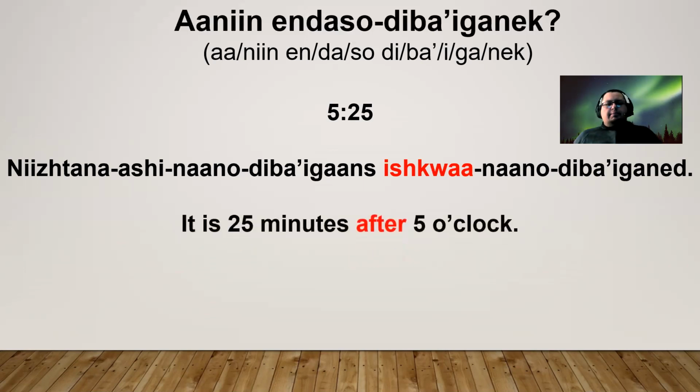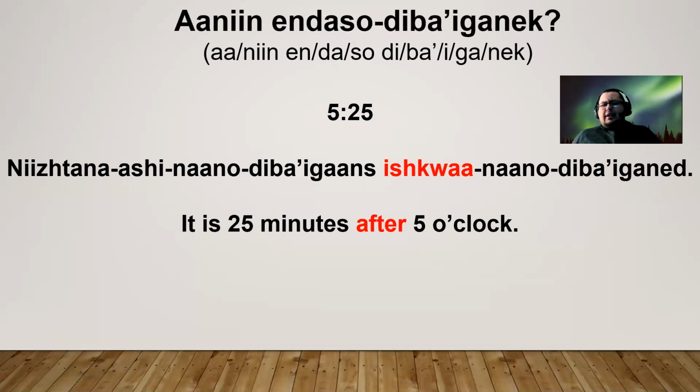Nishtana ashinano-diba'iganek. All right, Kawibeka. Nishtana ashinano-dibaigans, ishkwa endaso-diba'iganek. All right, little tongue twister there. But the more you practice these words, the more they flow. And I said this before, you practice and practice, these words flow a little better each time you say them. So, Nishtana ashinano-dibaigans ishkwa endaso-diba'iganek. It is 25 minutes after 5 o'clock.